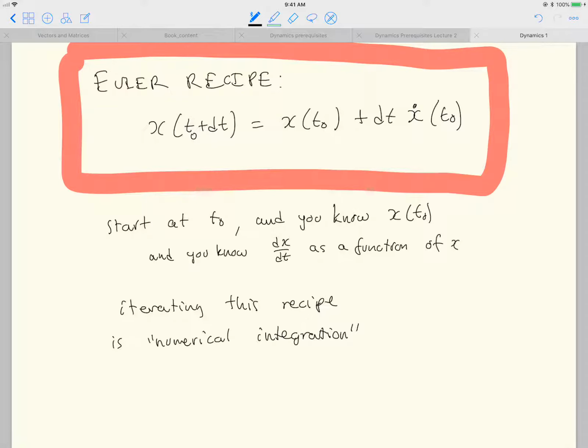And notice that we never wrote down an integral symbol here. Right? We never solved an actual integral. And that's why it's numerical. We're doing it by this approximation rather than solving it analytically.